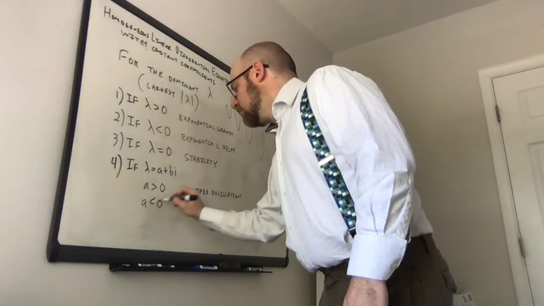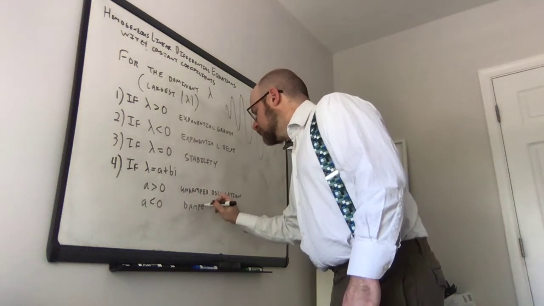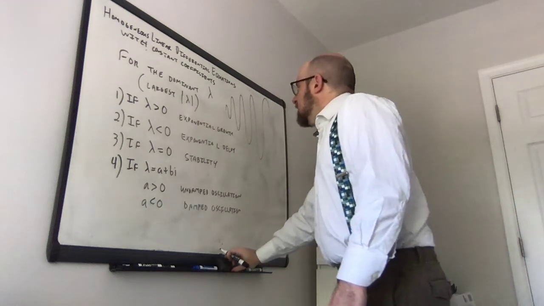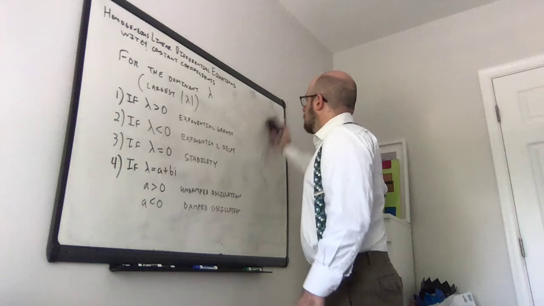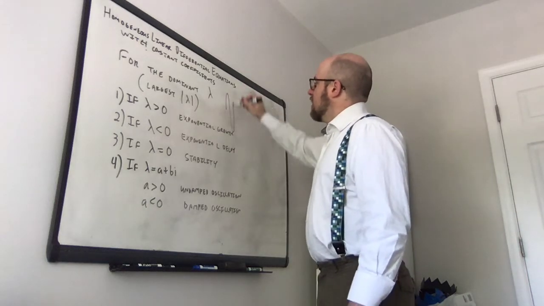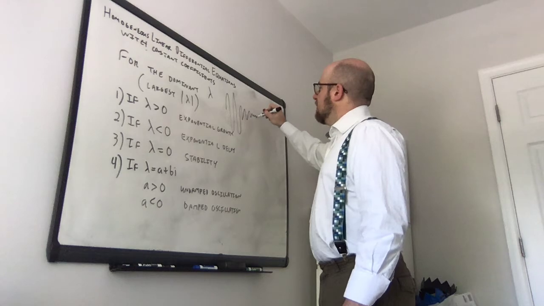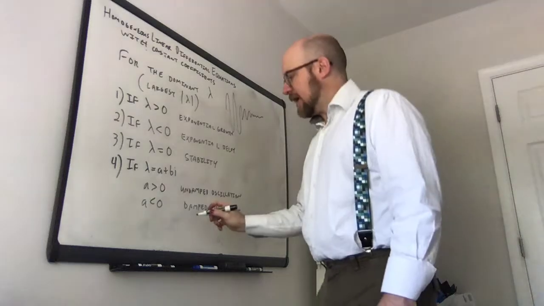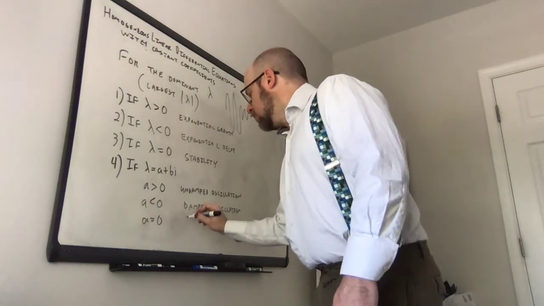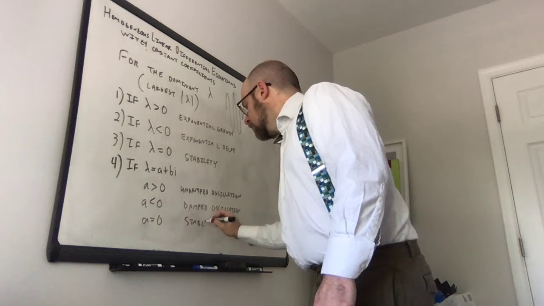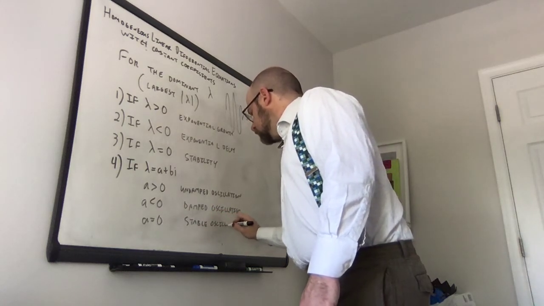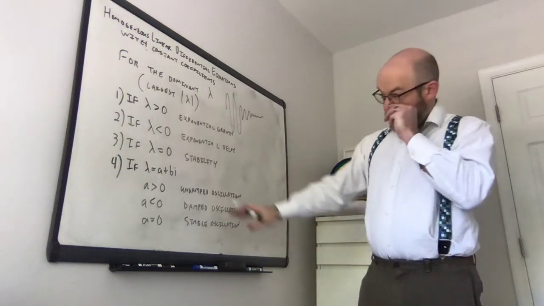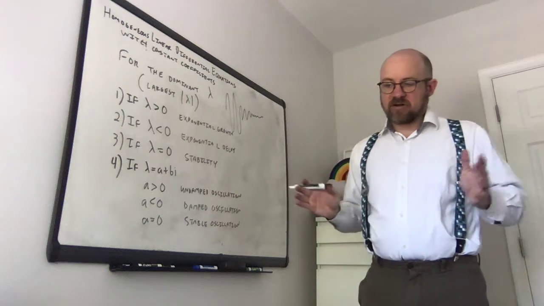If a is less than 0, we'll get damped oscillation, which is the opposite, right? So that's where you've got values, but the oscillation is getting less and less as you go along. So it's dropping down. And if a is equal to 0, we'll get stable oscillation. Okay? So if you've got a real part that's equal to 0, you get stable oscillation and it'll be fixed.